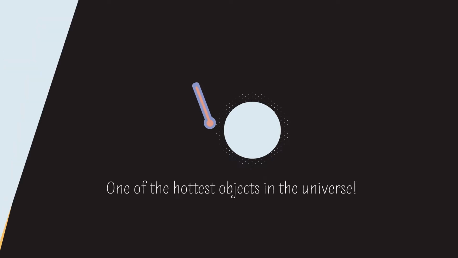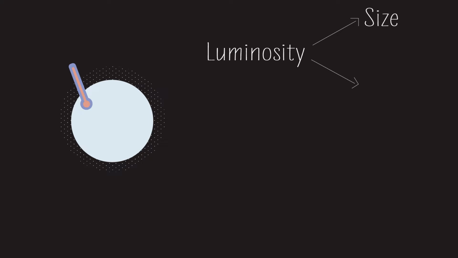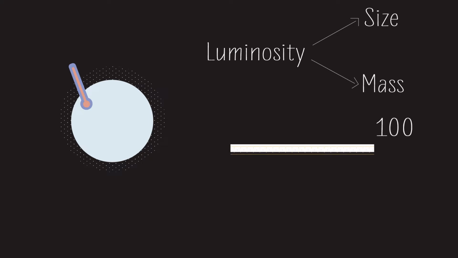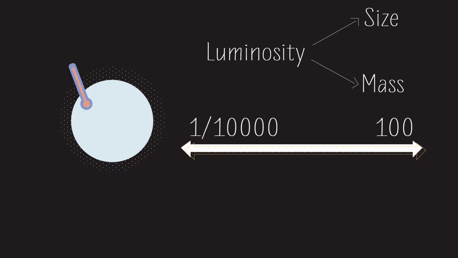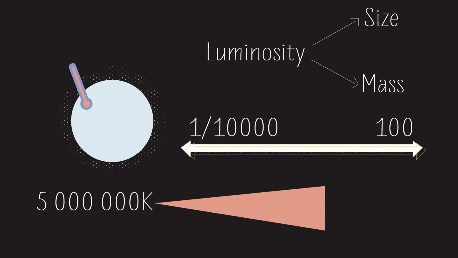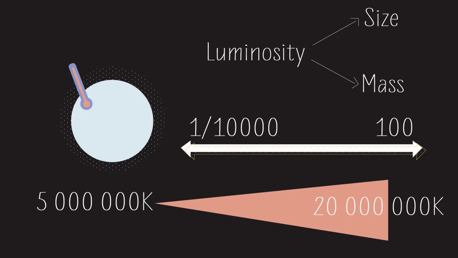Since they were the cores of stars, white dwarfs are extremely hot. They are one of the hottest objects in the universe. But wouldn't that mean that it is super bright? Due to its extreme heat, it radiates white light, and its luminosity depends on its size and mass. Still, it can range from 100 times the sun's luminosity, or it can be 1/10,000th of the sun's luminosity. White dwarfs range in size and temperature, its core being from 5 million degrees Kelvin to 20 million degrees Kelvin, which is pretty hot since it has no fusion left.